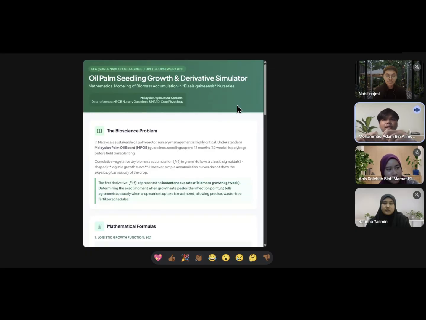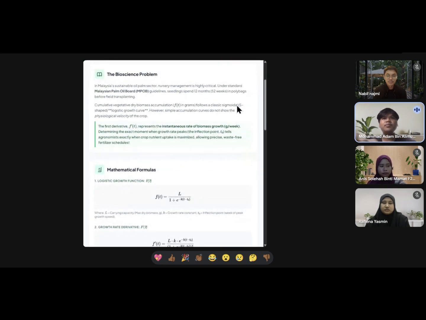By calculating the derivative of the growth function, agronomists can determine the exact period when nutrient demand is highest and optimize fertilizer application. So the importance of studying this bioscience problem is that it can improve fertilizer efficiency. For example, knowing the peak growth period helps farmers apply nutrients only when plants need them the most.